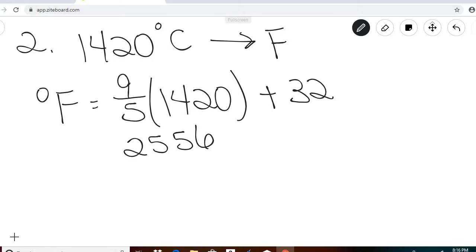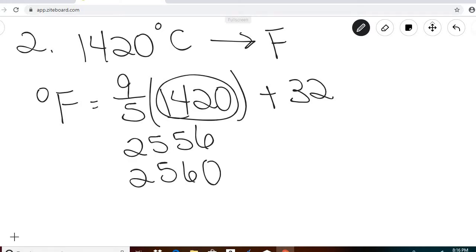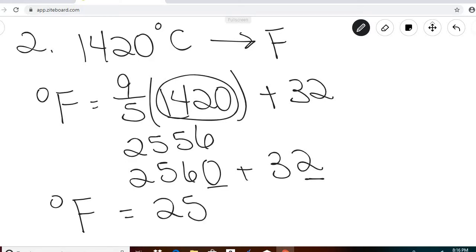However, we need to do significant figures for our multiplication, and this has only 3 significant figures. So this would need to become 2,560, and then we add our 32 to that. Both of these numbers go out to the ones place, so our answer will also go out to the ones place. So 2,560 plus 32 is 2,592 degrees Fahrenheit.